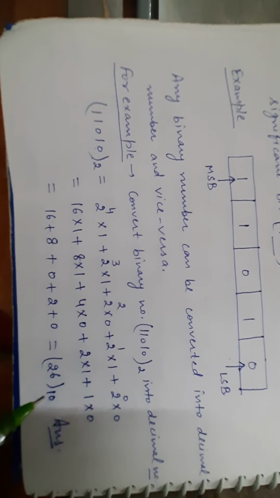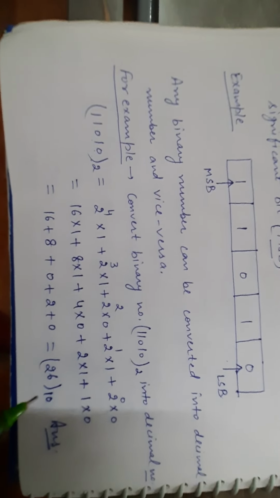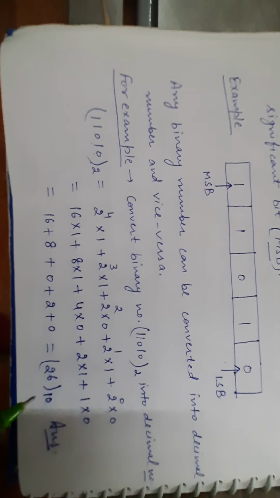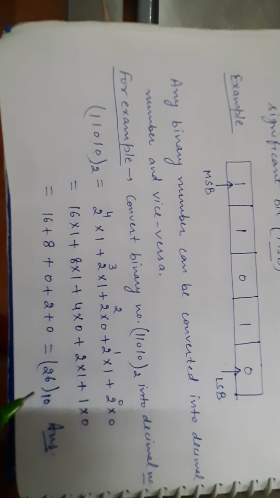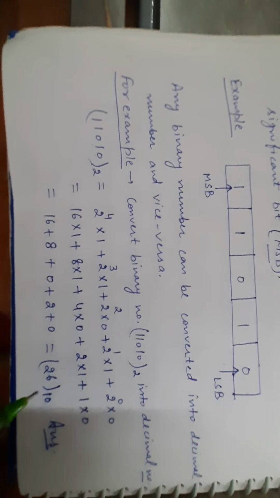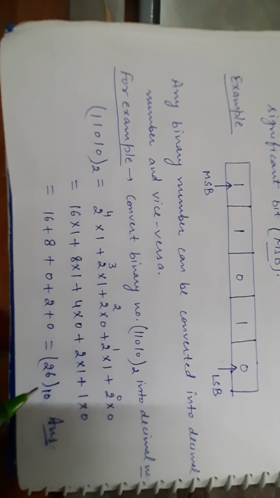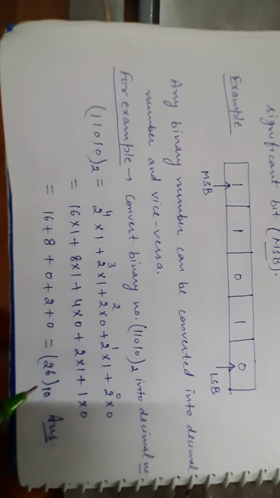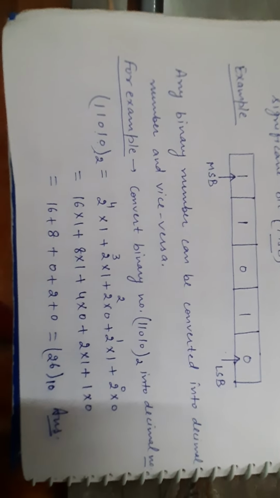So this 26 is in the decimal system. That's why I put base 10 here, because in the decimal number system the base is 10, which contains 10 digits from 0 to 9. So in this way you can convert any binary number into a decimal number.